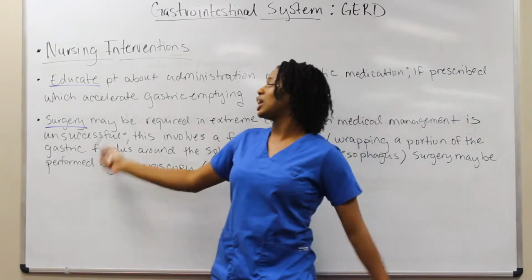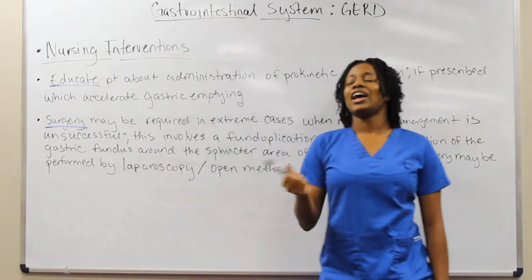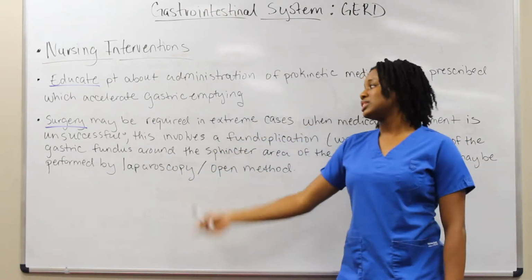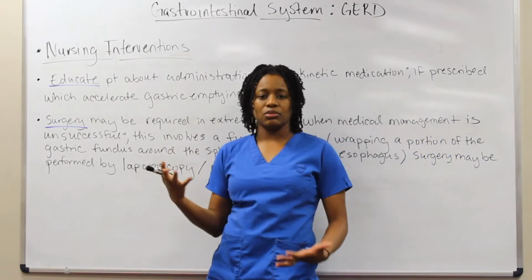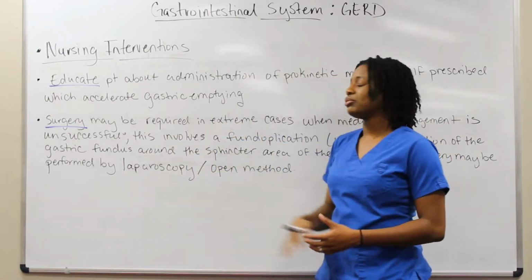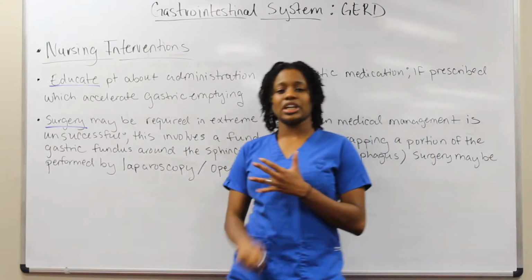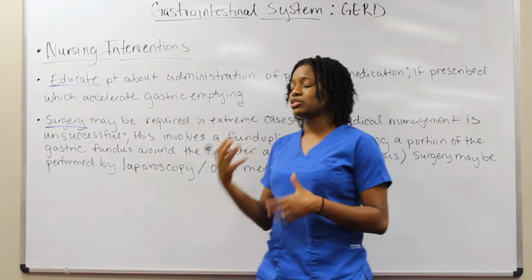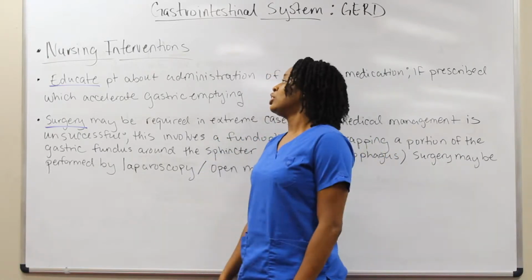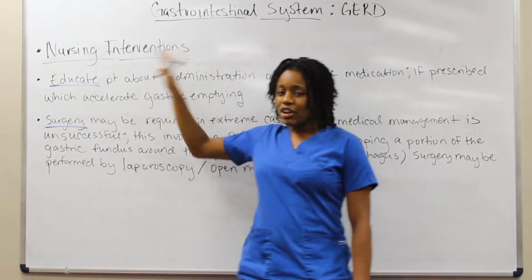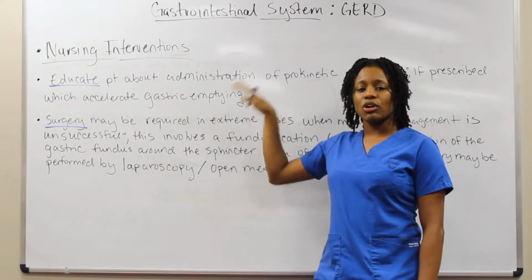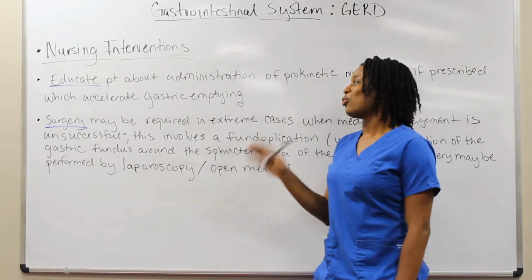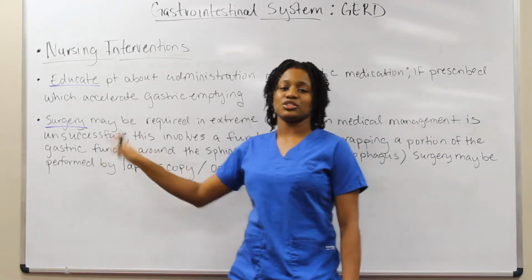And then last but not least is surgery. Sometimes you'll see surgery as a last resort, so it's not going to be the first thing that they do right away. They're going to try to see what they can do. They can change the eating habits, and they educate you, tell you not to eat 2 hours before bedtime, all the different things that we talked about. Once everything that you've done before the surgery has still failed and is not working, then they will go ahead and consider surgery, okay?